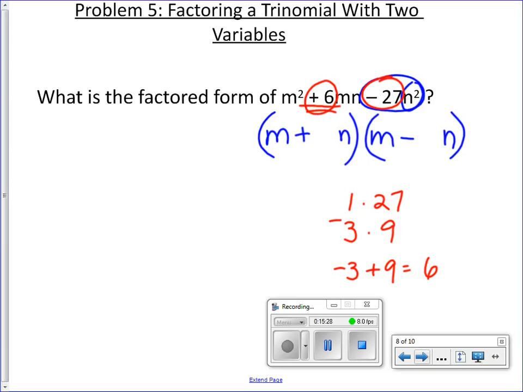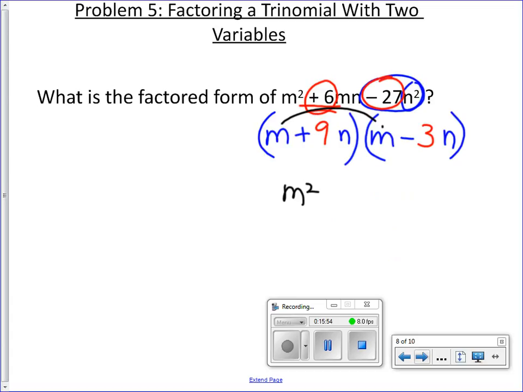So the minus 3 is going to have to go here after the minus sign, and the plus 9 here. And again, you can use FOIL in order to show that this is true. In fact, let's go ahead and do that. All right. So we have m times m. Our first terms would give us m squared. Our outer term, m times negative 3n, would be a minus 3mn.